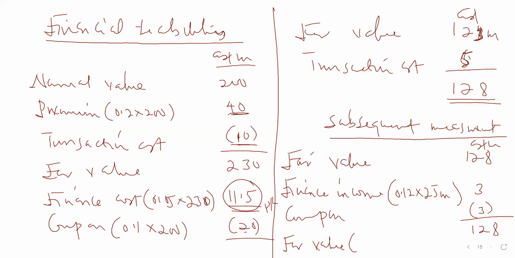Yes, sir, please, how did we get the coupon to be 3 million? The coupon is the same as the finance income. The dividend, they will pay you the dividend in cash. So the dividend is an income which you are still going to receive in cash. So mostly the dividend is the same as the coupon. Are you okay? All right.